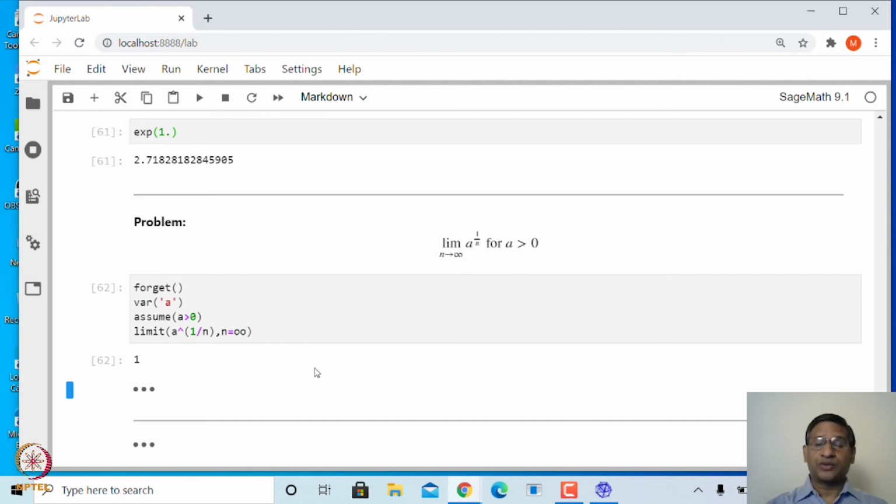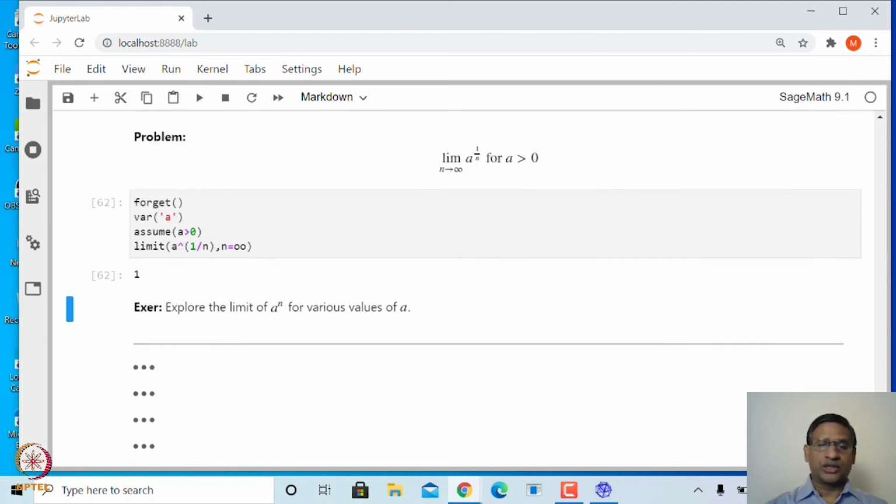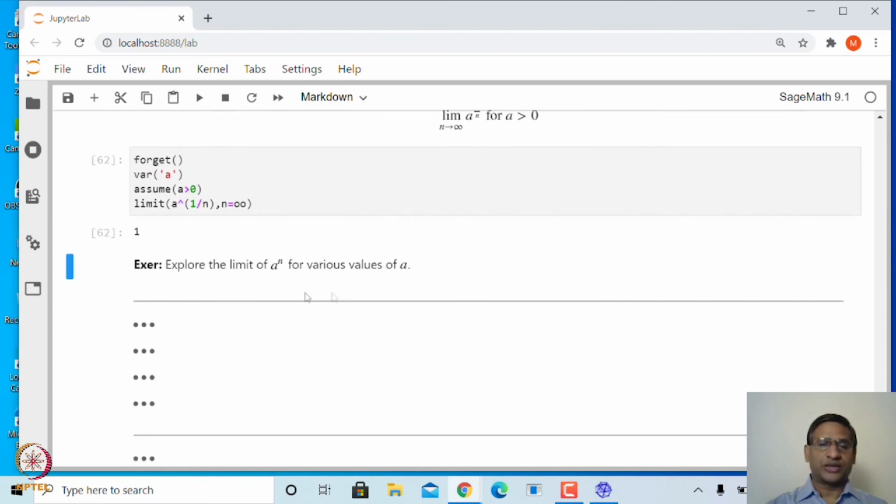So, a to the power 1 by n goes to 1 for any positive a. Okay. And you can explore what happens if a is negative, or you can explore what happens to a to the power n for various values of a. So, that is again another thing you can explore. You can take various values of a and then see what happens to the limit.